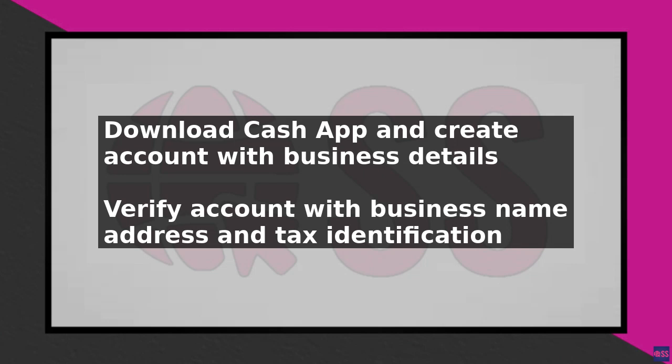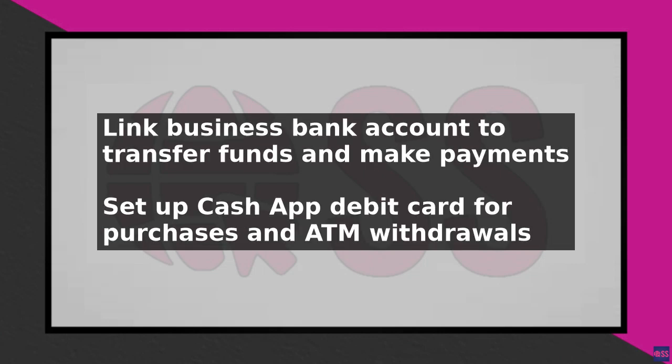Once your account is verified, you can link your business bank account to Cash App. This will allow you to transfer funds and make payments directly from your account. You can also set up a Cash App debit card, which can be used to make purchases and withdraw cash from ATMs. To send and receive payments, simply enter the recipient's email address, phone number, or $cashtag.